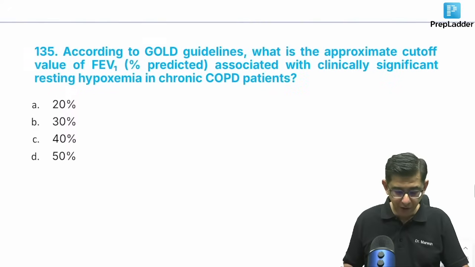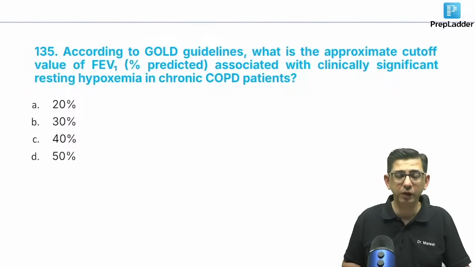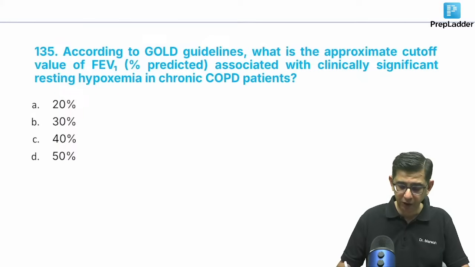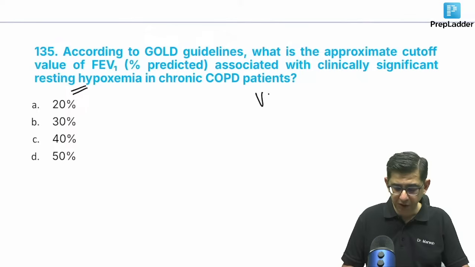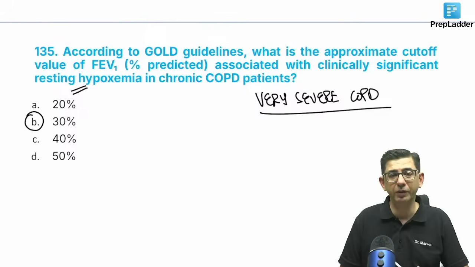Okay, then there was a question which needed a lot of effort because it is not given in the routine guidelines: what is the cutoff for clinically significant resting hypoxia? When I say resting hypoxia, that would mean very severe COPD, I think that is what he's trying to talk about. And very severe COPD would be when the FEV1 values are less than 30%.